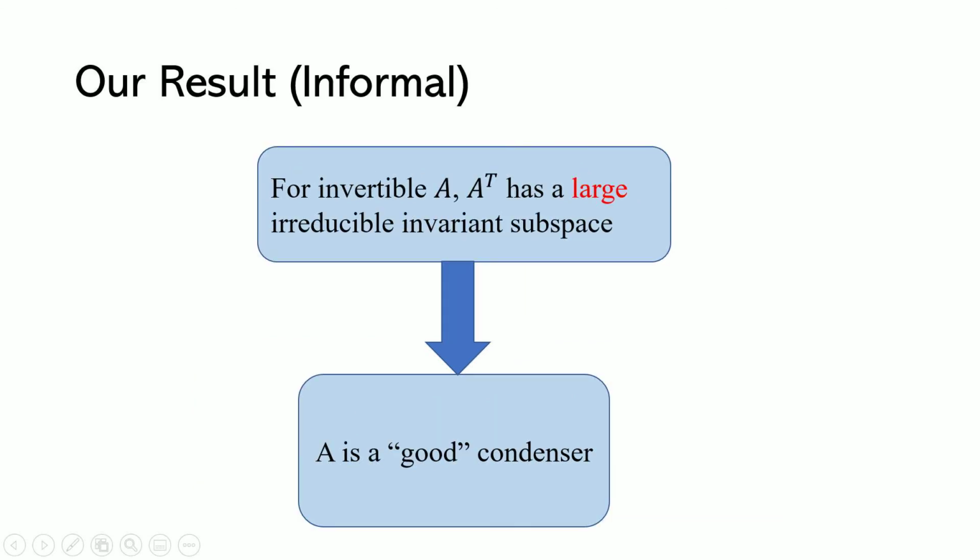For general invertible matrices A, we proved that if A transpose has a large irreducible invariant subspace, which means it can't be decomposed into a direct sum of smaller invariant subspaces, then A is a good condenser. In the case of rotation by 1, 1n is a special prime. The orthogonal complement of all zeros and all ones is an irreducible invariant subspace of dimension n-1.